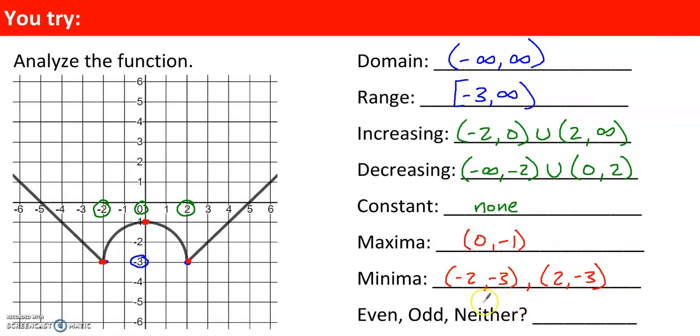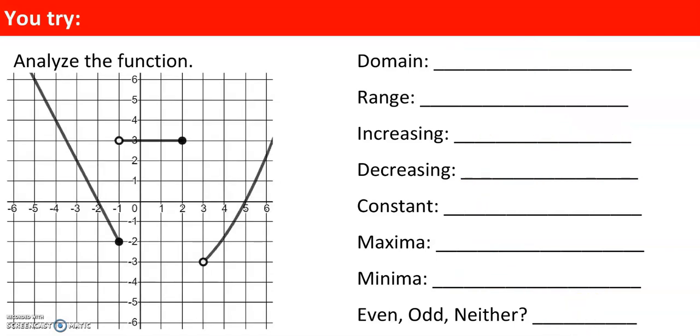Is this even, odd, or neither? Yeah, this is even. If you fold this graph right down the y-axis, you would have each half of the graph fall directly on top of one another. So this is an even function. Alright, same deal. This one's for you to try. Hit pause, see if you can sort it out, and when you think you've got it worked out, hit play to get some feedback.